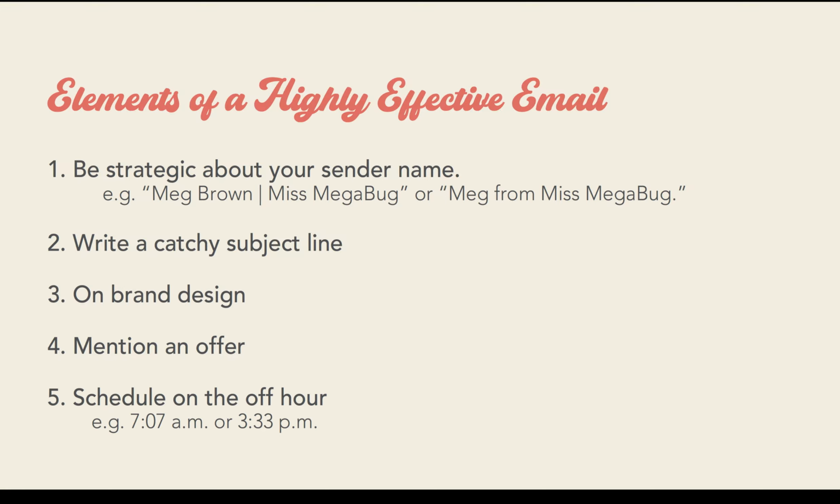Finally, schedule your email to send on the off hour. Large companies tend to choose times like 7 a.m. or 3:30 p.m., hour and half hour. Don't compete with them. Send your email at a specific time like 7:07 a.m. or 3:33 p.m. If you send your emails a little after the hour or half hour, they'll appear top of your reader's inbox.